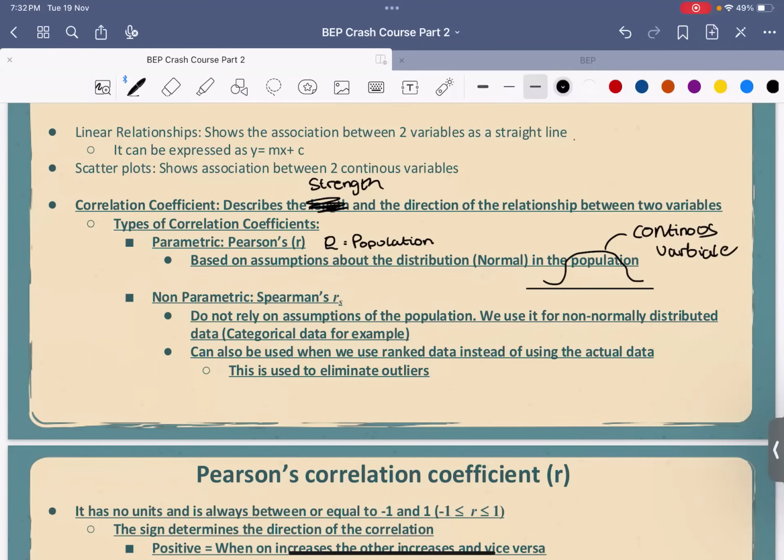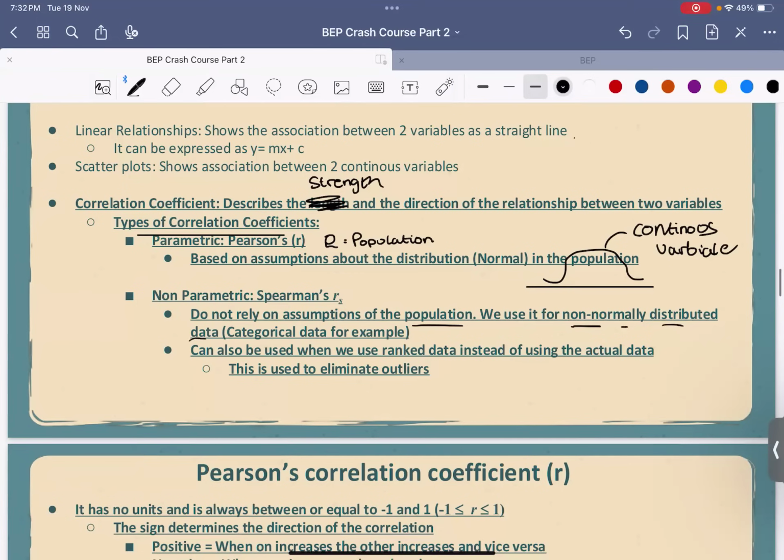In the case that we have ordinal or nominal, we cannot use Pearson. We use Spearman, the non-parametric test, okay? And these do not rely on assumptions about the population. We use it for non-normally distributed data, like categorical data, which are basically nominal or ordinal data. Very important differences. Basically 100% a question on the exam.